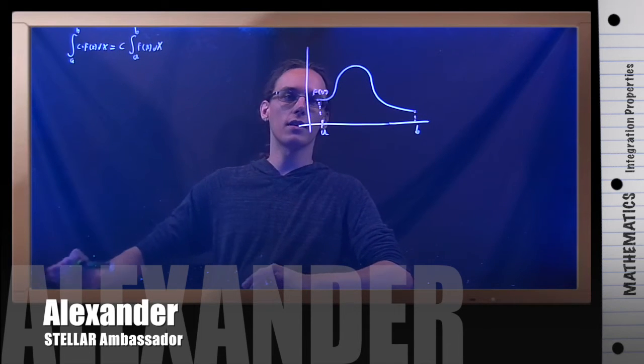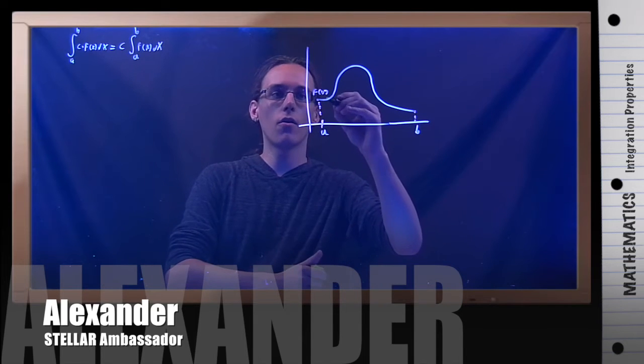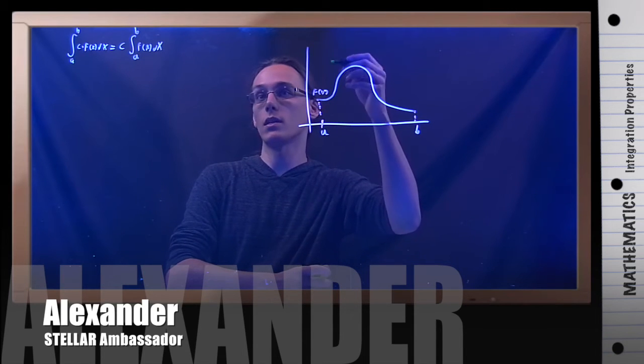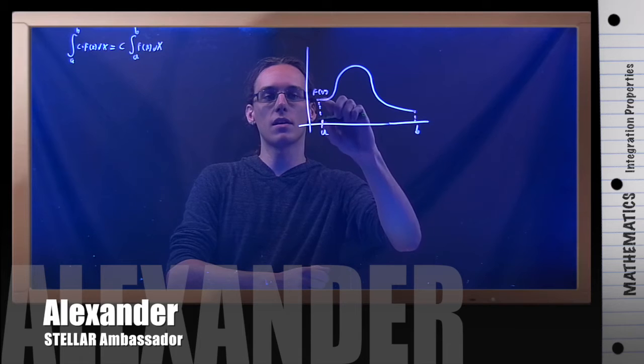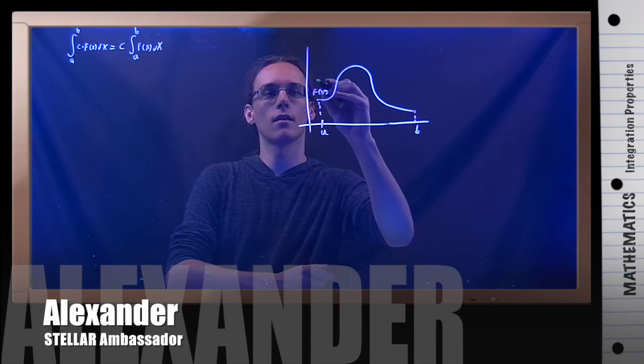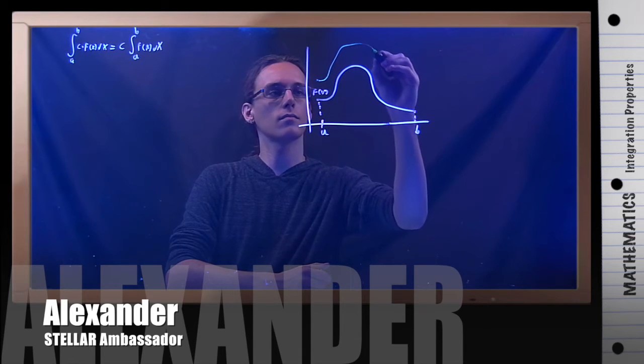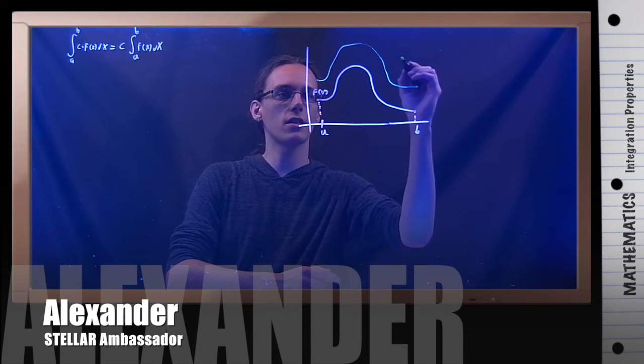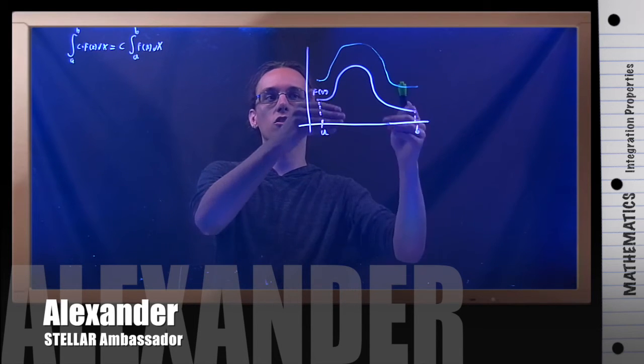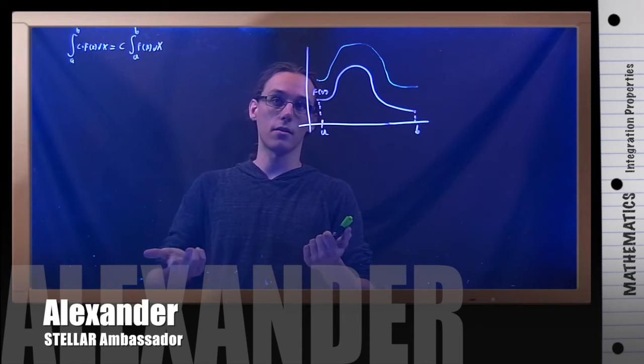A good visual of this is, say the constant was 2, then all that means is every point on this function would be doubled. And so instead of being here, we'd be up here. And so barring my horrible art skills, you can see that that basically just doubles the area underneath. So 2 times that integral.